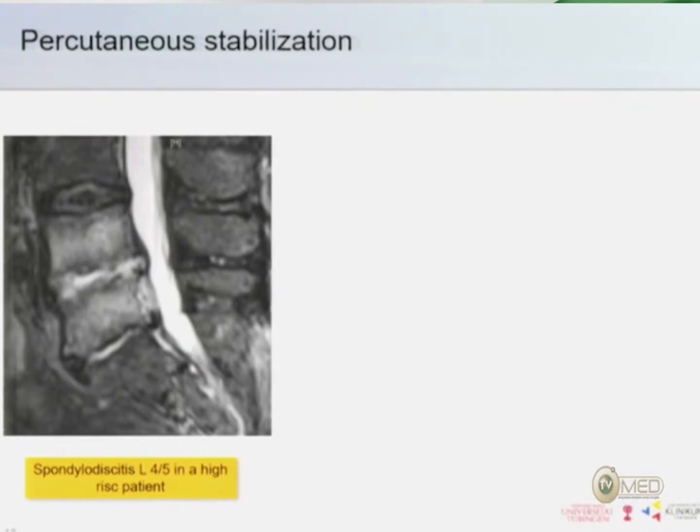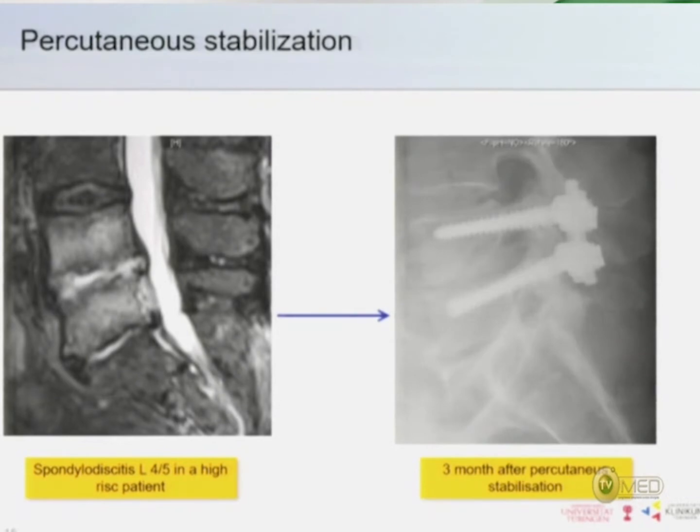Another indication is a percutaneous stabilization. If you have a patient with a high operative risk, you can do minimally invasive surgery without disc removal and just do a stabilization and the antibiotic therapy. As you can see here, 3 months after stabilization without disc removal, you have a stable situation and the patient is happy without large surgery.